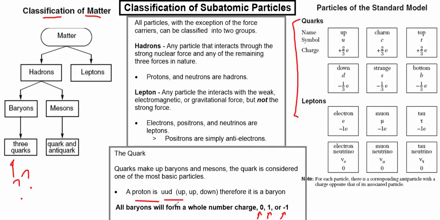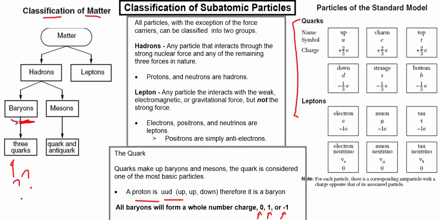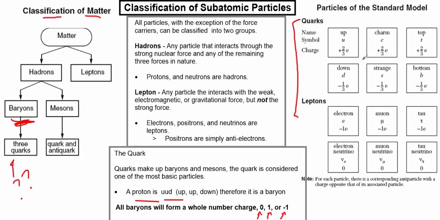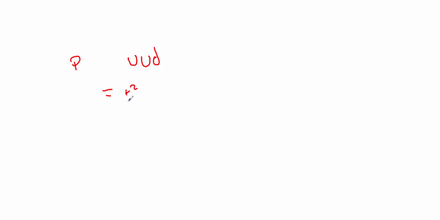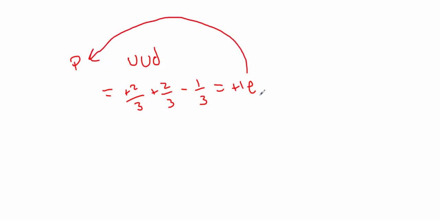Look at this. A proton is made up of up, up, and down. So a proton is made up of 3 quarks, up, up, and down. If it's made up of 3 quarks, we know protons must be baryons. Not only that, we can figure out the charge. Well, what's the charge of an up quark? An up quark has a positive 2/3. What's the charge of a down quark? That's negative 1/3. So a proton is plus 2/3, plus 2/3, and negative 1/3. That turns out to be plus 1e. And that should make sense. You should agree with that because we already know protons are plus 1e.